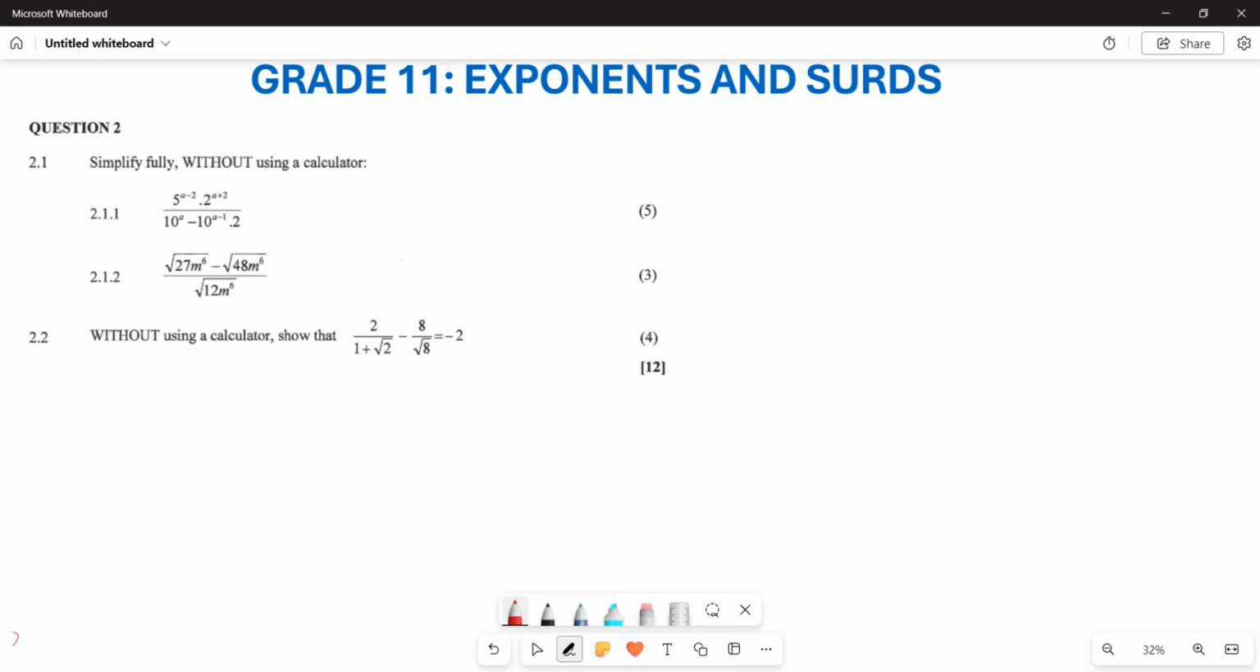Now, what is it that you're looking at? We are looking at our grade 11 exponents, and we are going to be examining our November 2016 paper, to see what it is that you can do. Now, let's start. What is it that you're given here?